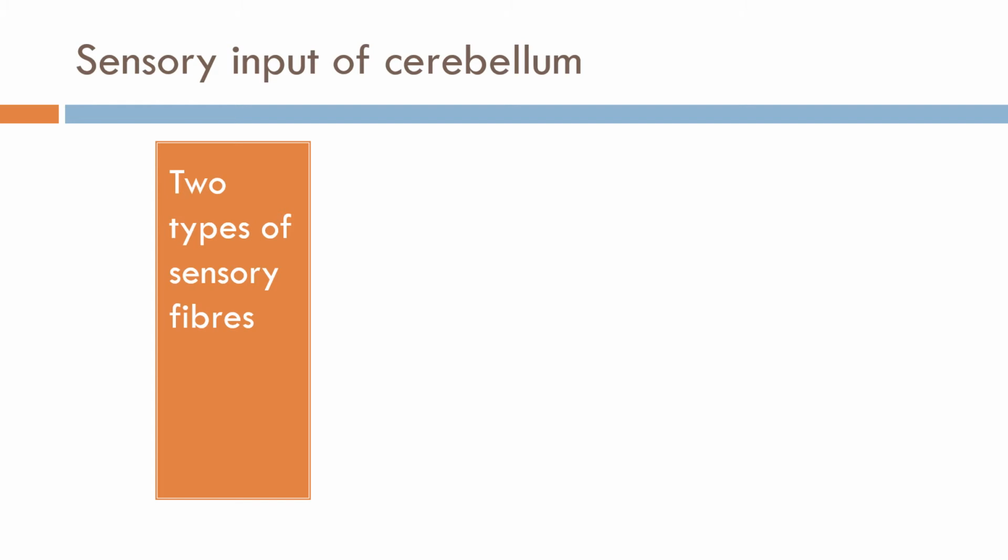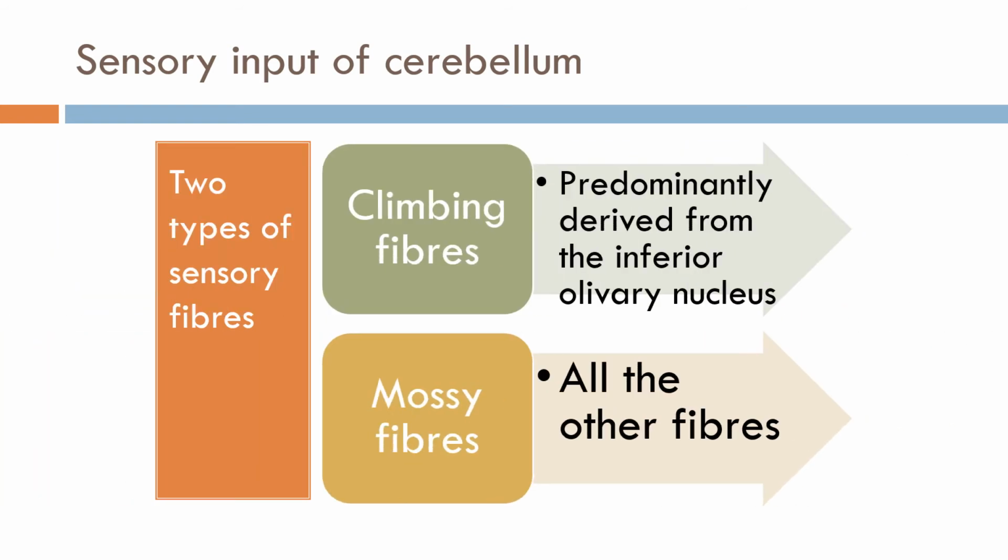So what are the afferent fibers for the cerebellum? Two types of sensory fibers. They are climbing fibers and mossy fibers. They are the two types, with climbing fibers predominantly derived from the inferior olivary nucleus. Can you recollect now where we have seen the inferior olivary nucleus? Yes, in the sections of the medulla oblongata we have seen the inferior olivary nucleus at the level of the olive. So from that nucleus come the climbing fibers. All the other fibers will be called mossy fibers. Why it is called climbing, we will learn in the next slide.